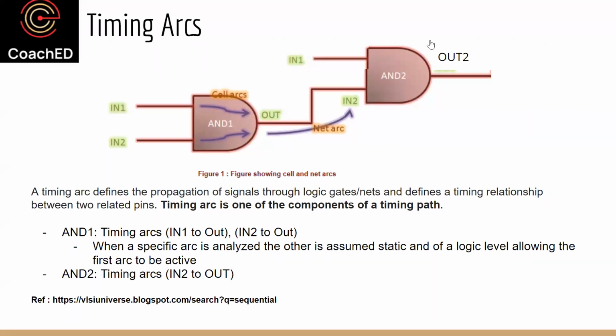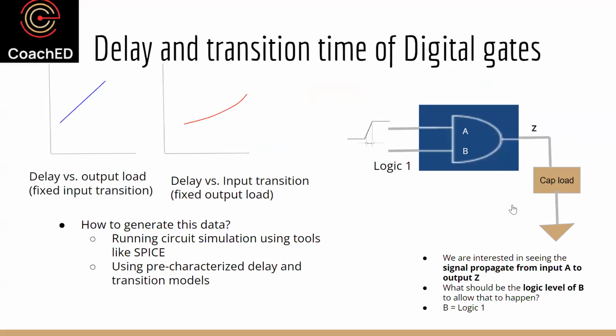Now, before I discuss the pre-characterized delay in some more detail, let's quickly try to understand the concept of timing arcs here. As I was saying earlier, when I discussed it in the previous slide, I talked about setting B to 1 and looking at the effect of A to Z. So what is this A to Z?